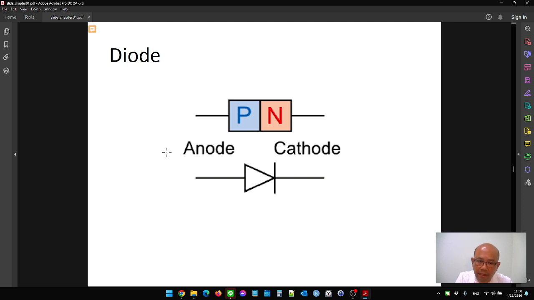When p-type and n-type are joined, that makes a new device called a diode. Here in this picture is a diode. The LED, for example, is made from a diode.